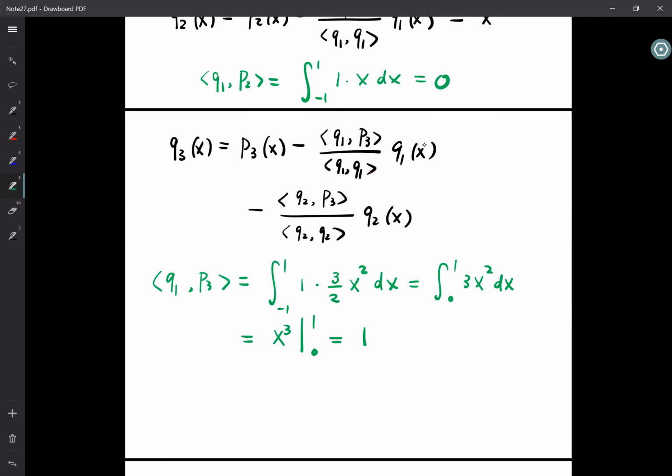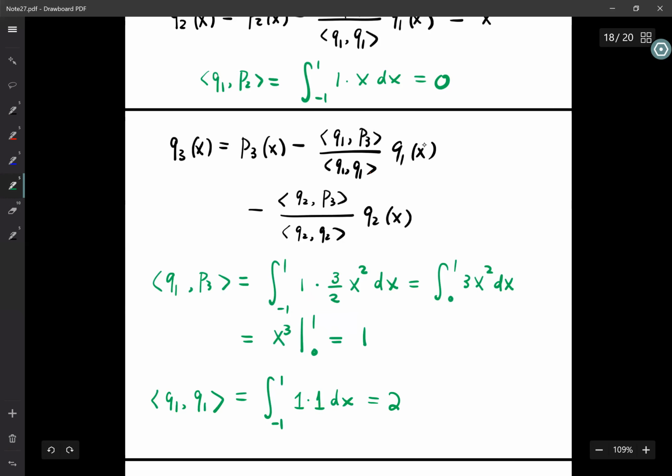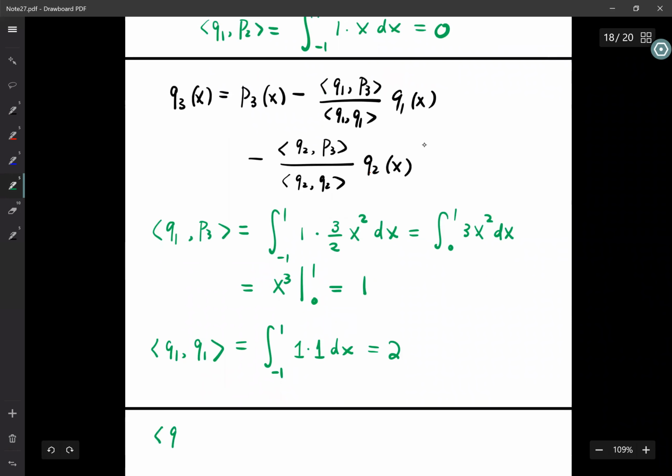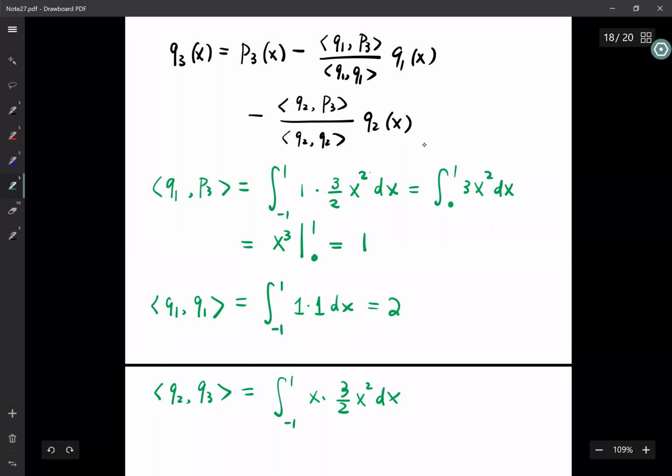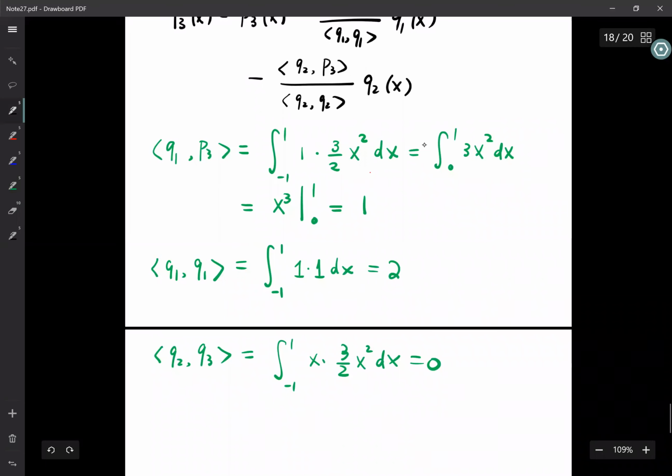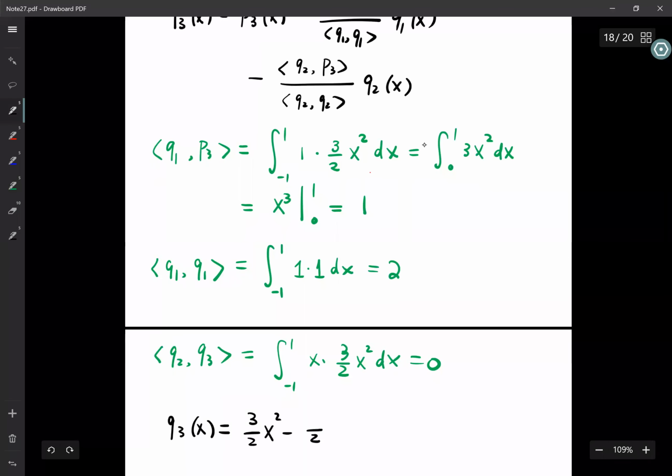Since this term doesn't vanish, I also need to compute the denominator: the integral from -1 to 1 of 1 times 1 dx, and this is just 2. I also need to compute Q2, P3. And this one is the integral from -1 to 1 of x times x squared, but again, this is an odd function, so it's 0. I don't need to worry about that. Q3(x) is 3/2 x squared minus 1/2.